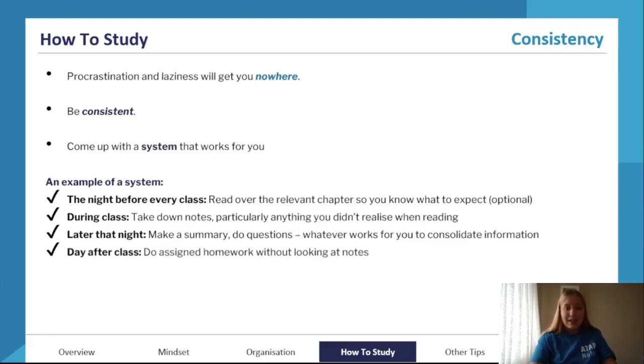And then the day after the class, your aim is really to do all of your assigned homework, say practice questions, without trying to look at your notes. The less you look at your notes, the better. This will indicate to you, I understand this, I remember this now. And you will also realize, oh, some of the things I need to revise again, study again, or consult my teacher about, because I was not able to complete this task without my notes.